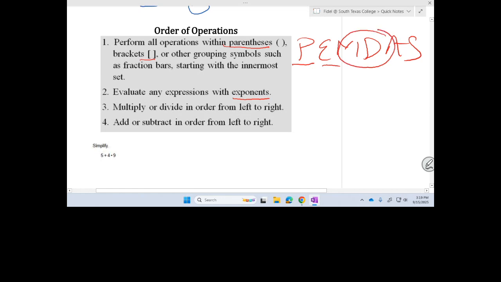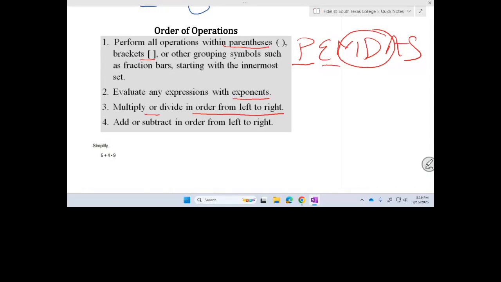Does anyone remember what the M and the D stood for? What did the M and the D stand for? Multiplying and dividing, right? Y'all, I want you to look at step number 3. Step number 3 says we're going to multiply or we're going to divide, but we got to make sure we follow the order in which they occur from the left to the right.